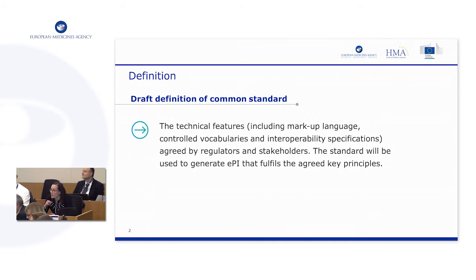So here is the draft definition that we propose for the common standard. These are the technical features, which include markup language, controlled vocabularies, and interoperability specifications that are agreed by regulators and stakeholders. And this standard will allow us to generate EPI to fulfill the key principles that we agree.